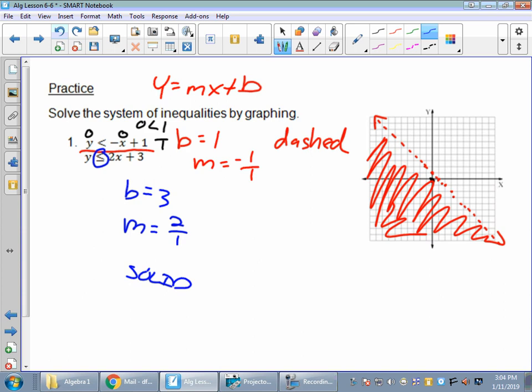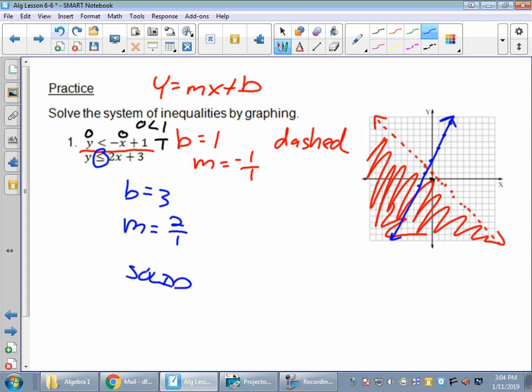So we're going to graph this one. We got a b value of 3. 1, 2, 3. There you go. And our slope says 2 over 1. So we're going to go 1, 2, up 2 over 1, up 2 over 1, up 2 over 1. I'm going to get another point down here as well. But basically, you kind of ignore the line that you already have when you're doing the second line. Ignore that one. And then we're going to draw a solid line through here. So just kind of ignore that first line.